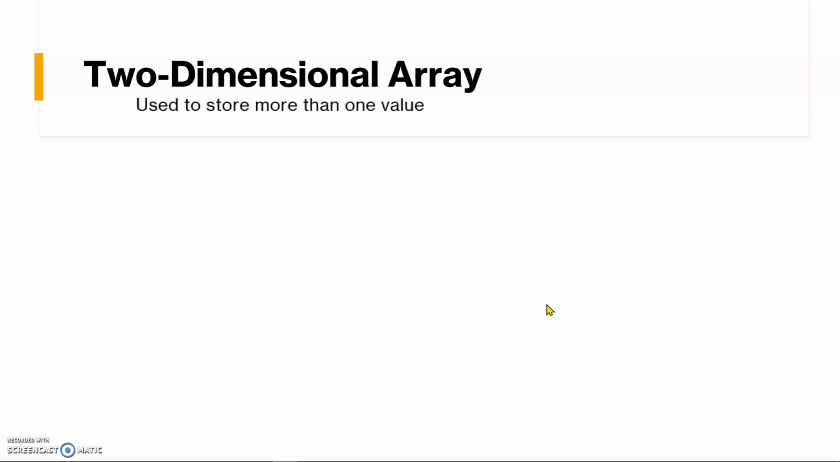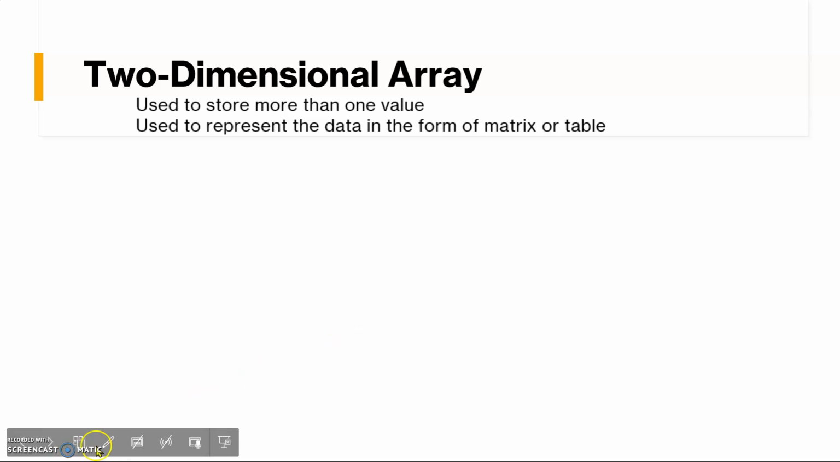The difference between one-dimensional and two-dimensional is that with one-dimensional we can store only one row of values, but with two-dimensional we can store multiple rows of values. That means each row is capable of storing more than one value, so we get an option of storing the values in the form of a matrix or a table. I'll show you here.